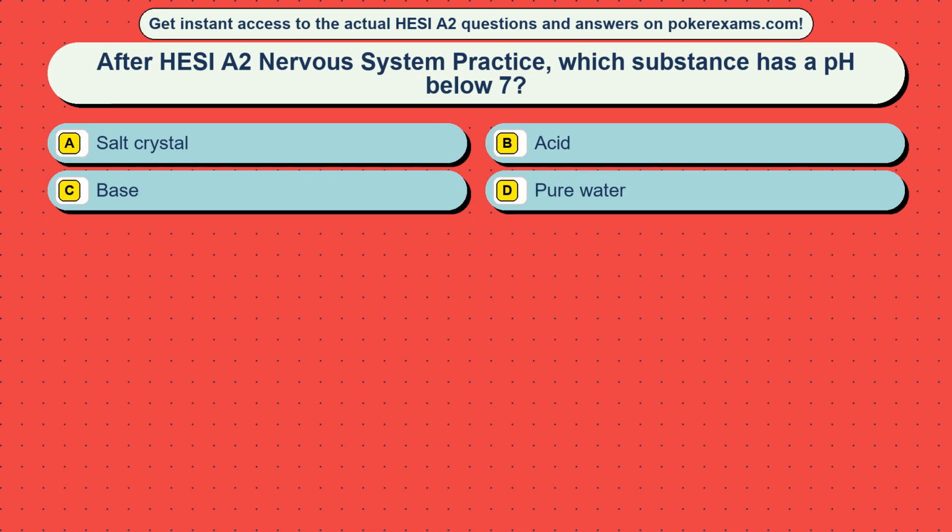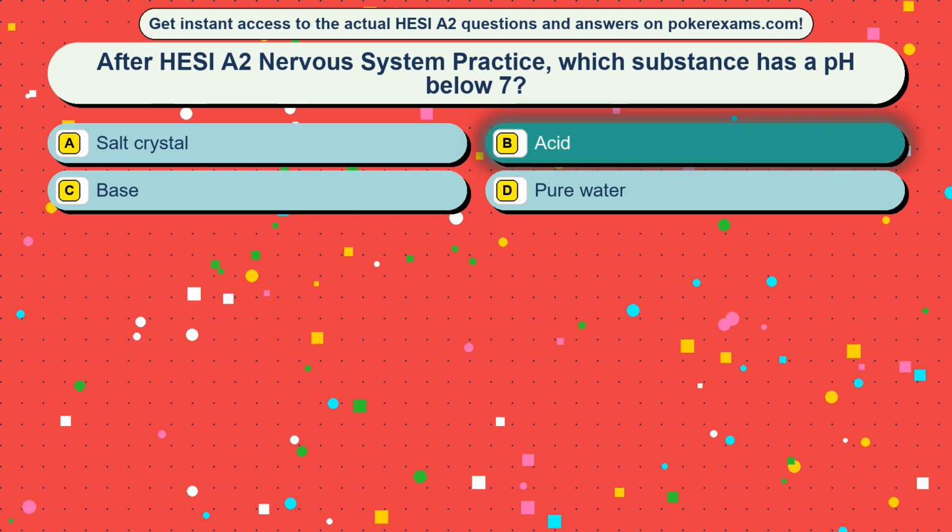Question 36. After HESI A2 nervous system practice, which substance has a pH below 7? Option A salt crystal, option B acid, option C base, option D pure water. The correct answer is option B, acid.